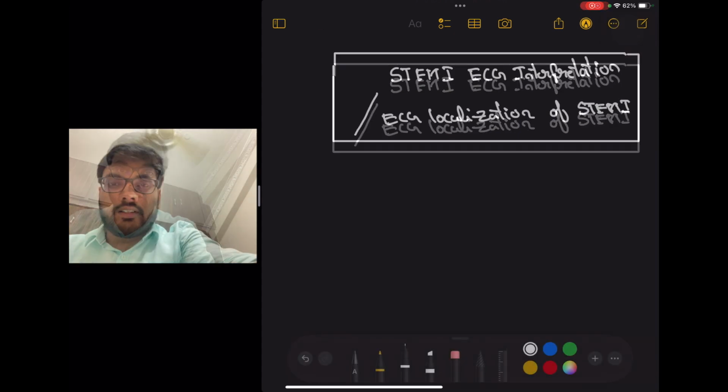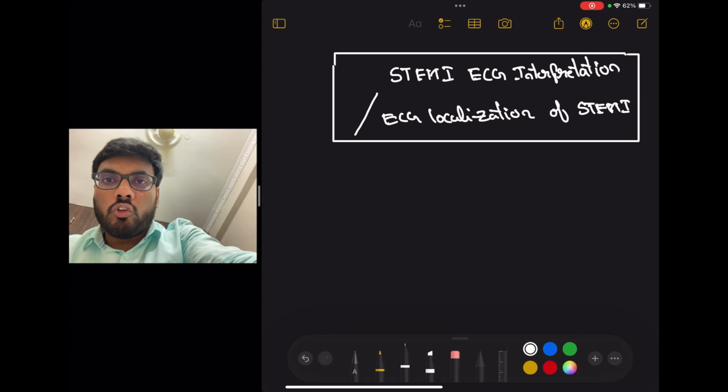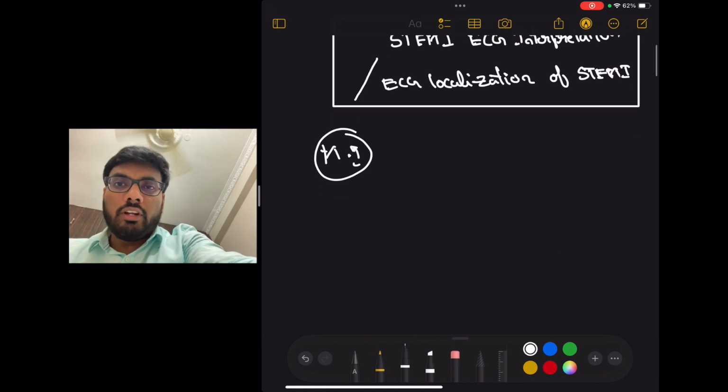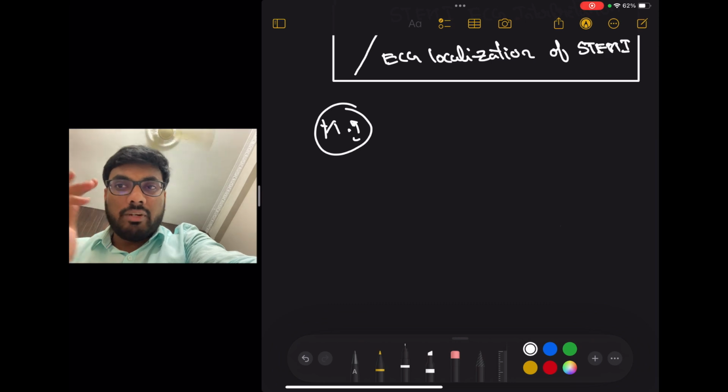Let's begin the session. Let's start the STEMI ECG interpretation. So what is MI, by the way? Myocardial infarction is due to total occlusion of the coronary arteries, right? What are the two basic types of MI we have? STEMI and NSTEMI. Can you tell me a few differences between STEMI and NSTEMI?